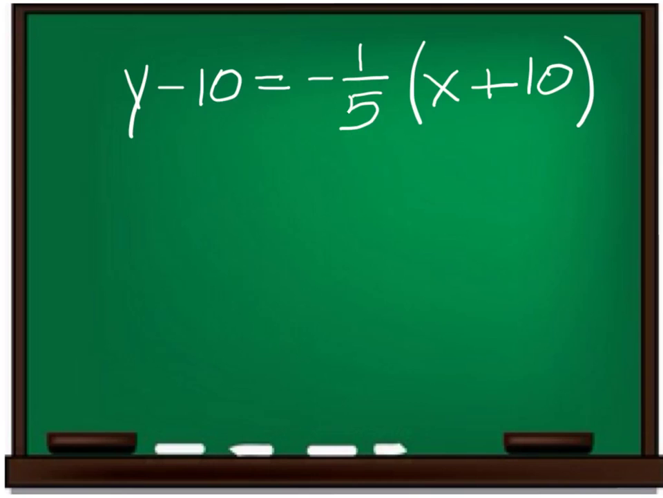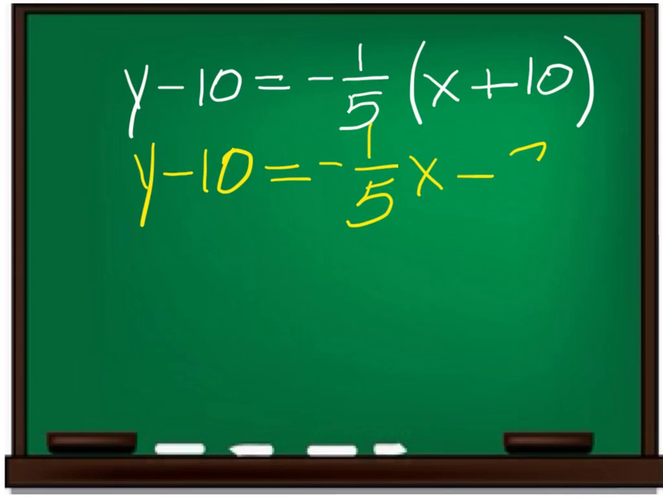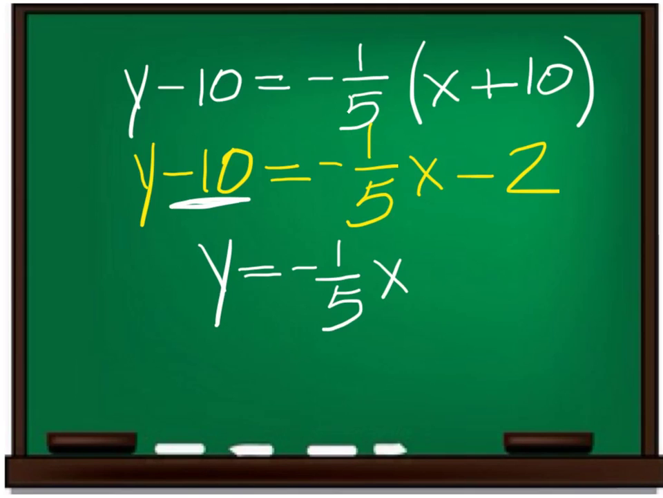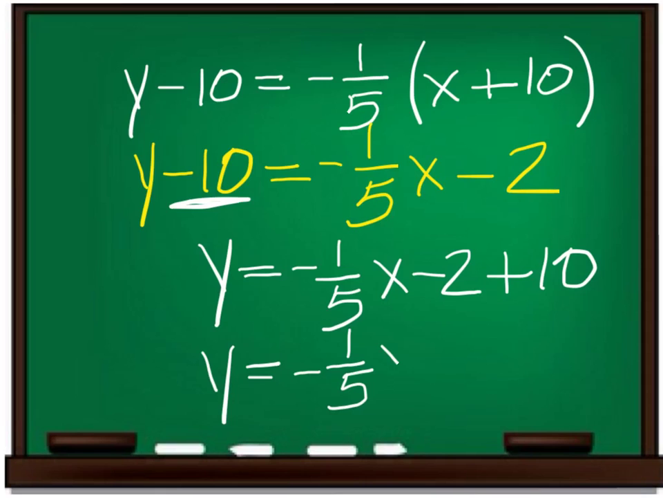On the practice problem, you should have y minus 10 equals a negative 1/5 x minus 2. And then you have to move this to the right to get y equals negative 1/5 x minus 2 plus 10. Your final answer is y equals a negative 1/5 x plus 8.